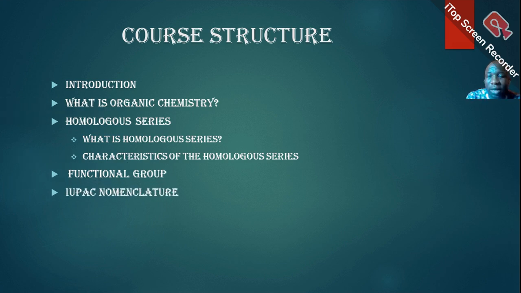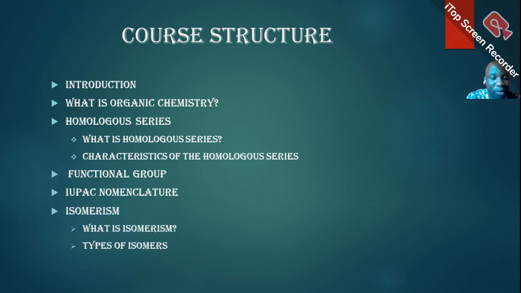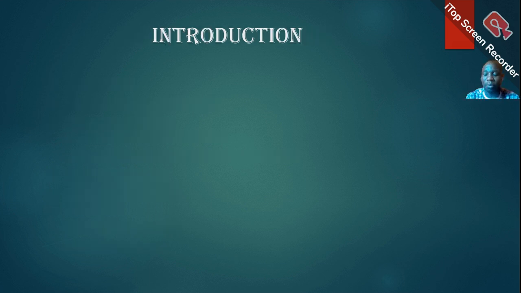Then we look at the hierarchy of nomenclature. How do we name organic compounds? What are the rules guiding naming organic compounds? Then we also look at isomerism. What is isomerism? We look at the different types of isomers that we have. Now we'll go to the introduction part.